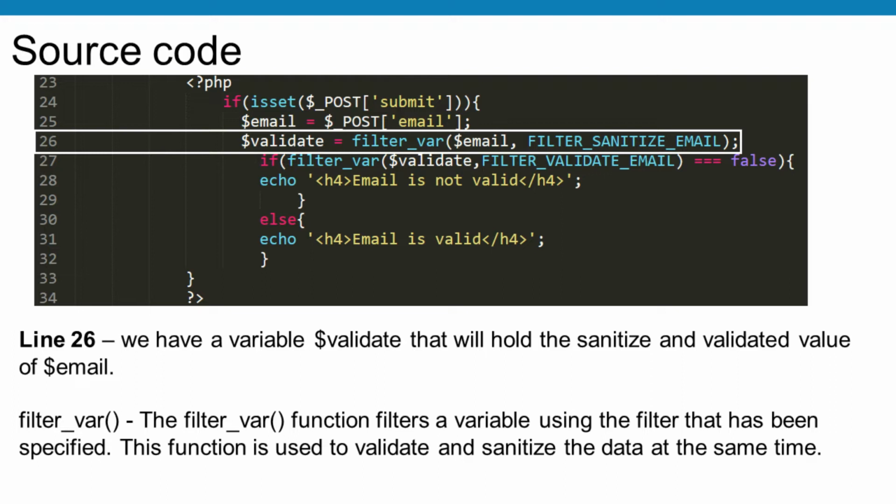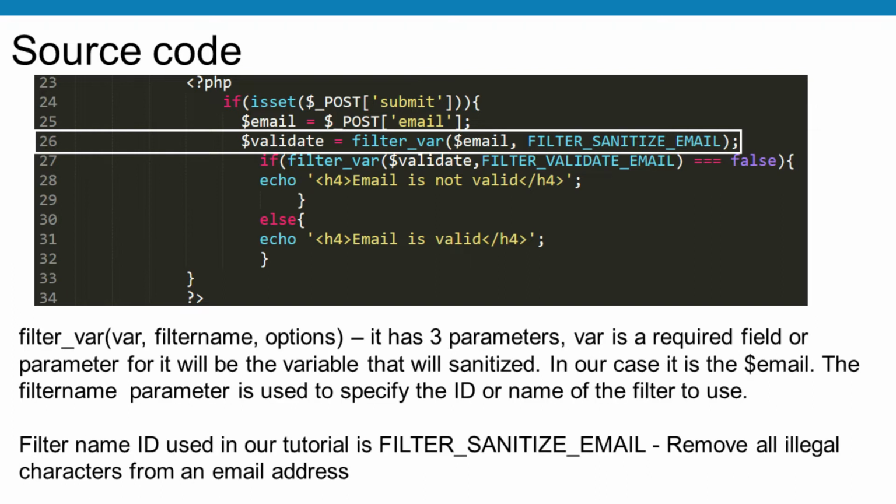The filter_var function filters a variable using the filter that has been specified. This function is used to validate and sanitize the data at the same time. filter_var takes three parameters: var, filter name, and options. Var is a required parameter, for it will be the variable that will be sanitized. In our case it is the email variable. The filter name parameter is used to specify the ID or name of the filter to use. The filter name used in our tutorial is FILTER_SANITIZE_EMAIL, which removes all illegal characters from an email address.